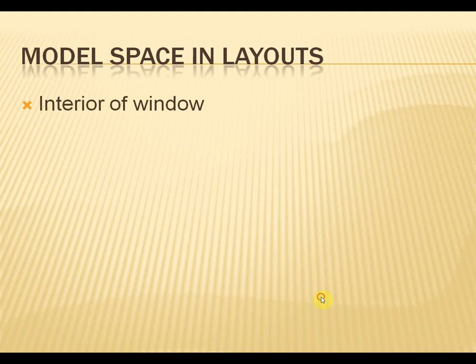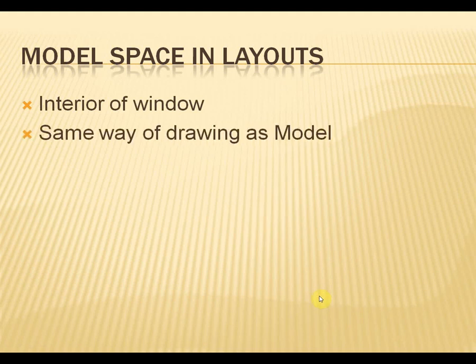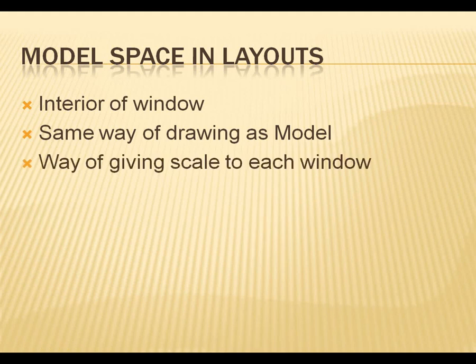But apart from creating the layout, you have the possibility of going into the model space in layout. It's the way that you use for going into the interior of the viewport, the window. When you go into the model space in the layout, you have the same way of working in general as in the model. And in the process of printing, the main thing of this way of doing the work in AutoCAD is that it is the way for giving a scale to each viewport in the layout.